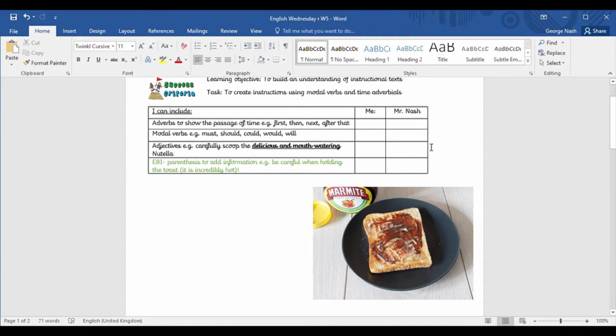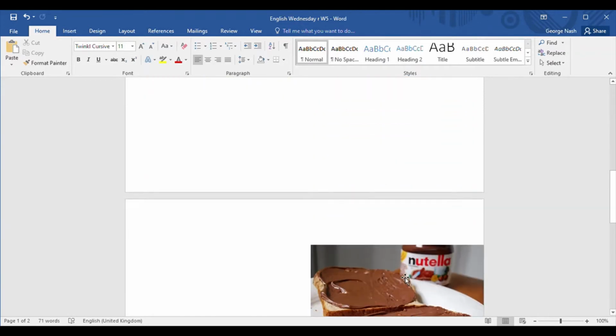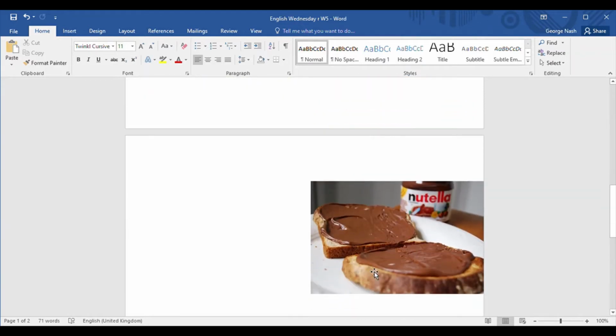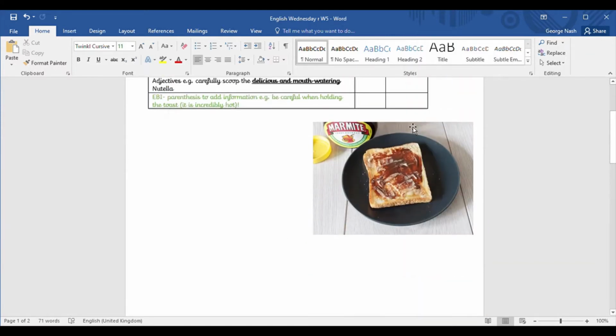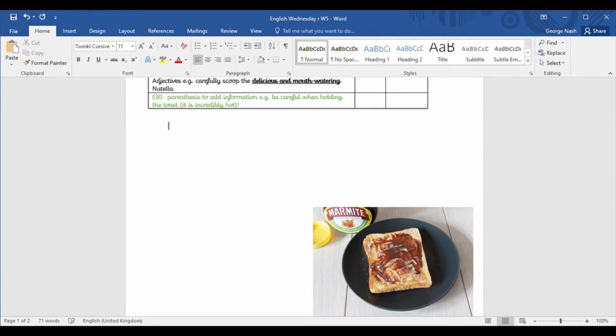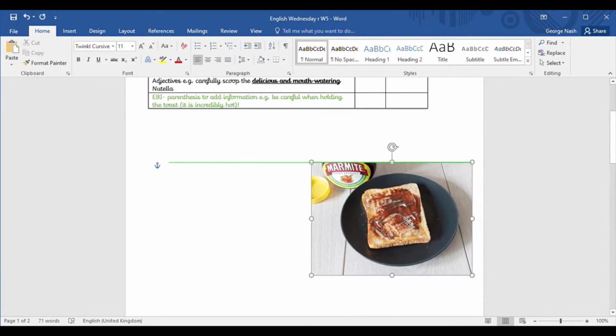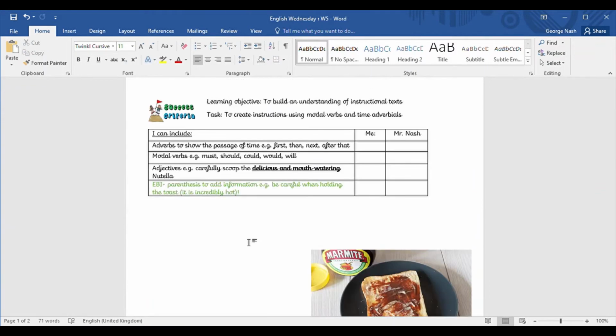Okay, so remember, I'm doing Marmite. I'd like you to do Nutella. Okay, if you absolutely detest or hate Nutella, that's fine. Choose something else, but please don't choose Marmite because otherwise I've done all the work for you and you'll have a very, very easy job. Okay, and I want to see some of your own original writing.